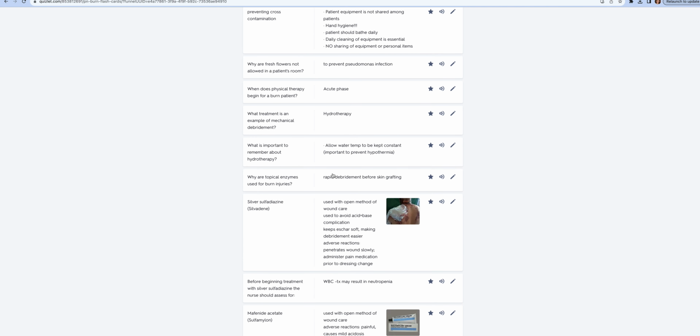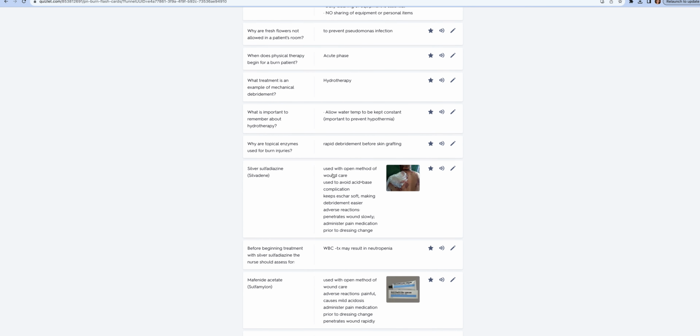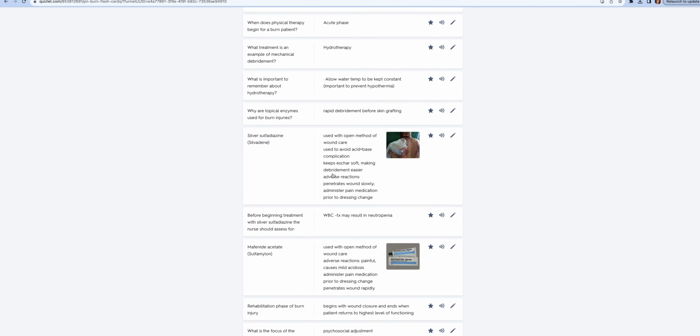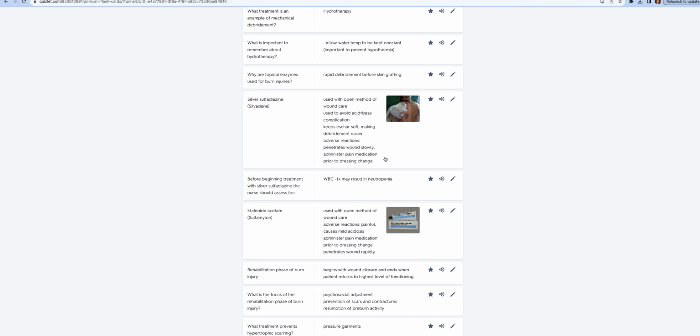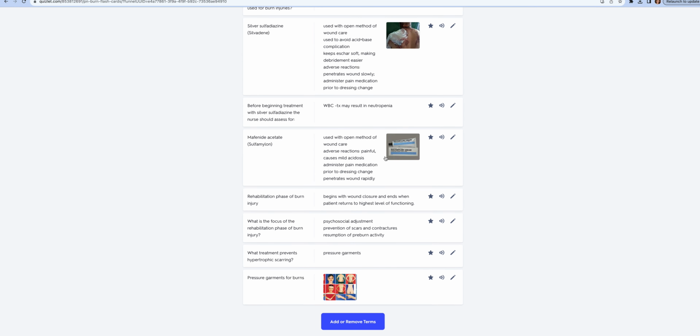Okay, they're going to need grafting. So they may use topical enzymes also. That's used for burn injuries. So silver sulfadiazine, or Silvadine, if you ever used that before, can be put on. It can be painful. So if you're going to use one of these debridement ointments, you need to make sure your patient is medicated. With Silvadine, the side effect is neutropenia. With mafenide acetate, the side effect is metabolic acidosis.